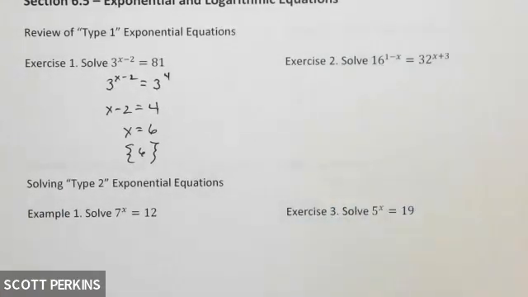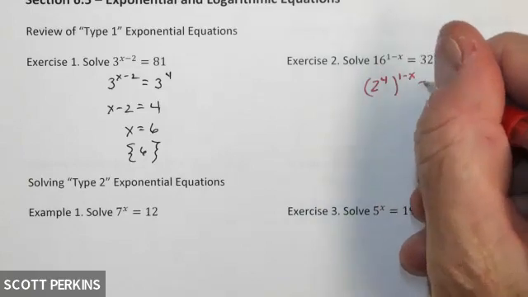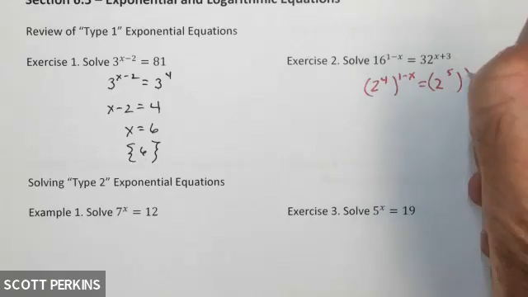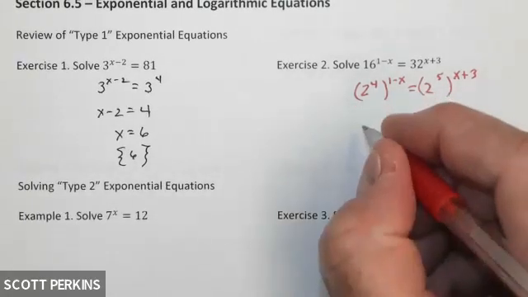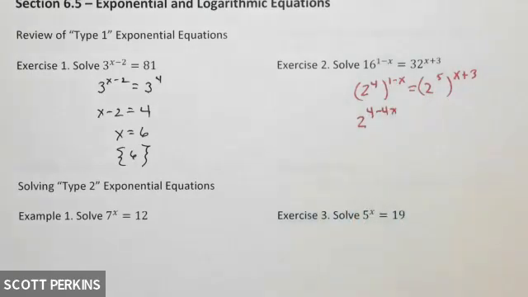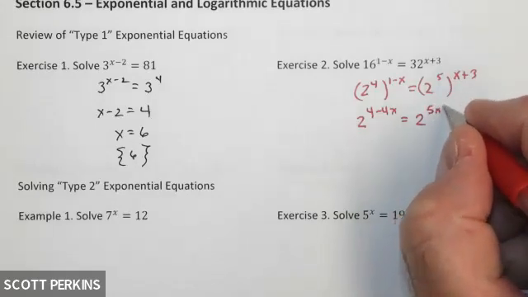All right, 16 is how many 2's? 2 to what power? 2 times 2 is 4, 8, 16 is going to be 2 to the 4th power. But don't despair, 32 is 2 to what power? There you go, we'll put the 5 in right there. Now we're going to use the power rule. It says if you have a power raised directly to another power, you can multiply. So on the left, we've got 2 to the 4 minus 4x. Don't forget to distribute. On the right, we have 2 to the 5x plus 15.